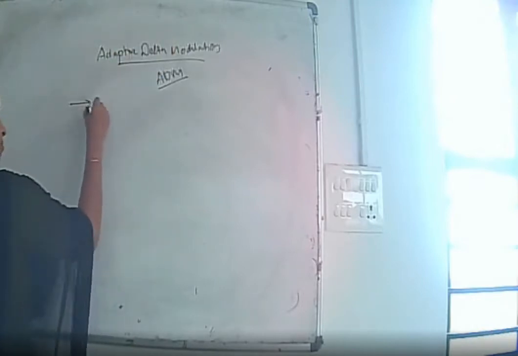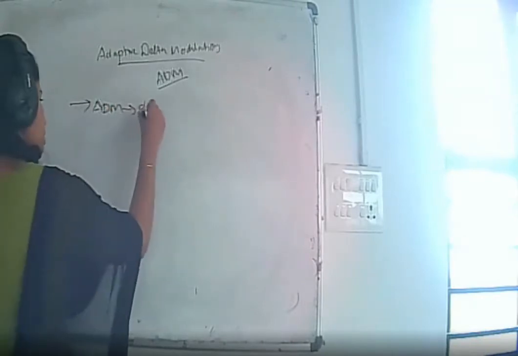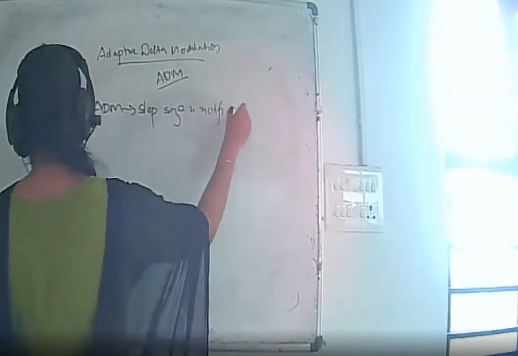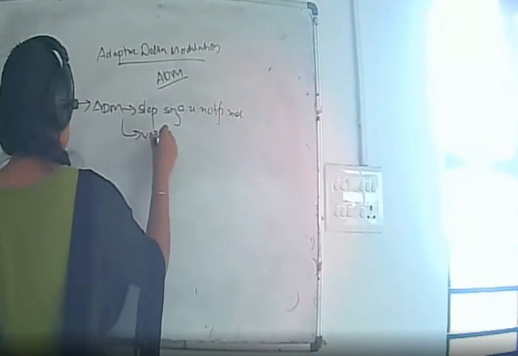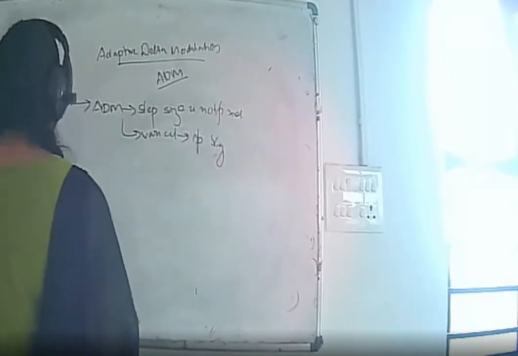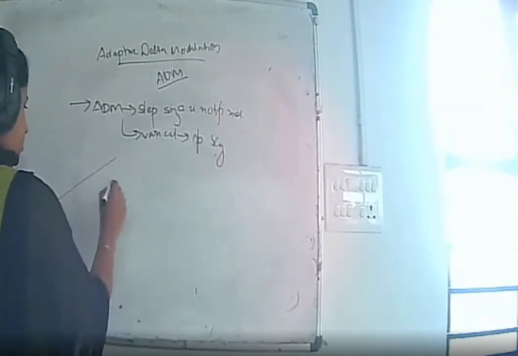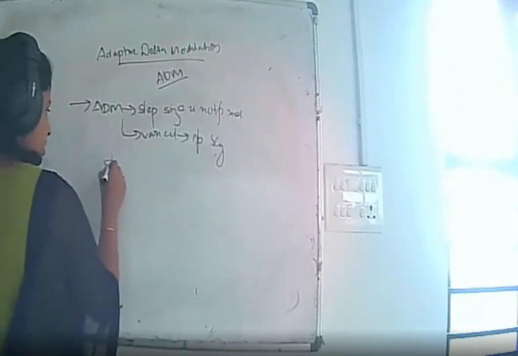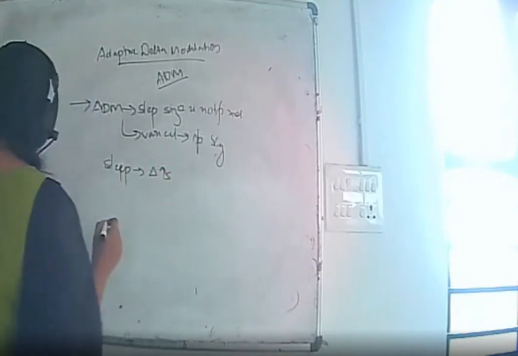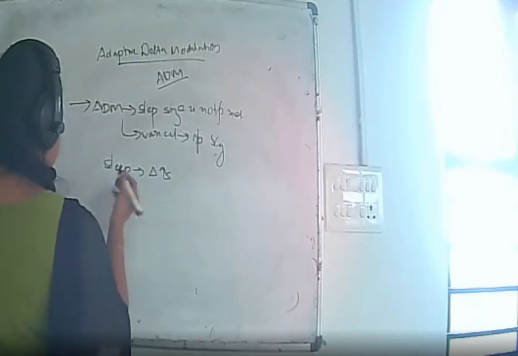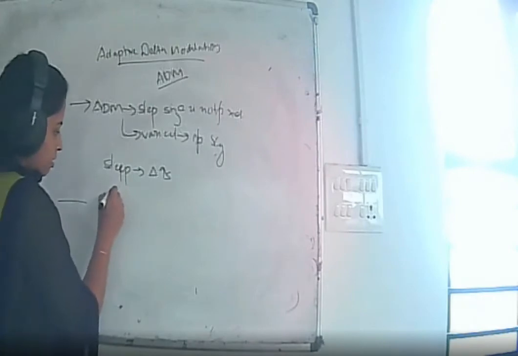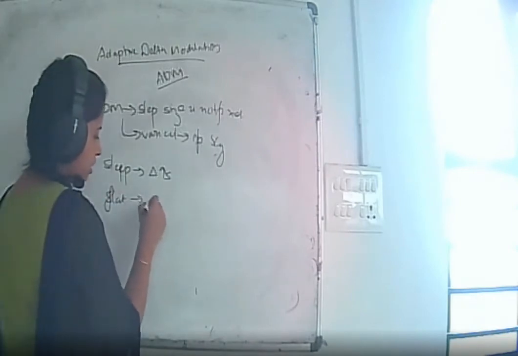In this ADM, here step size is not fixed. It is varied as per the input signal. If the input shows a steep variation, step size is increased, that is delta is increased. And if the input is slowly varying, that is, input is flat type input, then step size is reduced.